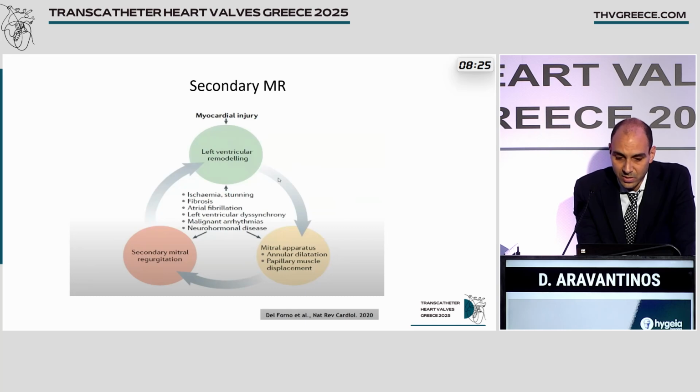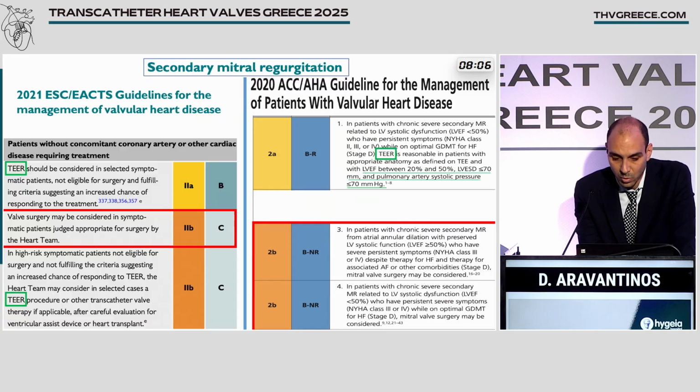We have this vicious cycle of the mitral regurgitation. First of all, we have the myocardial injury that may cause LV remodeling. This might disrupt the mitral apparatus with annular dilatation or papillary muscle displacement, and this may even worsen the mitral regurgitation that worsens more the LV remodeling.